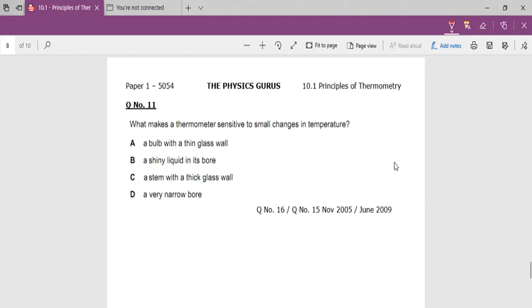Question number 11, what makes a thermometer sensitive to a small change in temperature? Again, this question is related with the sensitivity. So for question number 11, a bulb with a thin glass wall, a shiny liquid in the bore, a stem with a thick glass, a narrow bore. So this will be the first preference, a narrow bore.